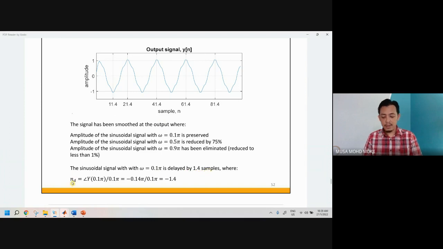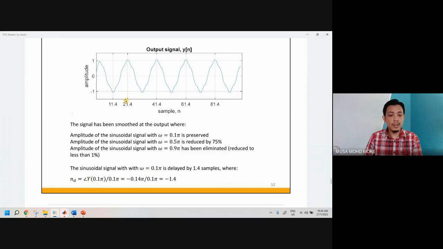Because what is the delay? Delay is nD. nD is phase divided by the frequency. So the frequency that we are looking at here is 0.1 pi. So phase at 0.1 pi, divided by 0.1 pi, you will get your nD. So doing that, you will get the delay equal to negative 1.4. So this is actually a delay.